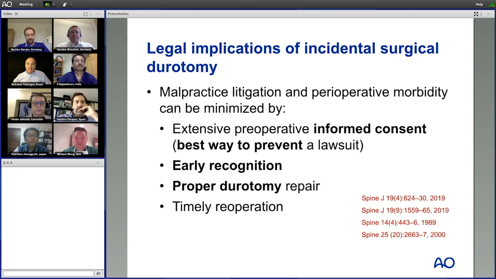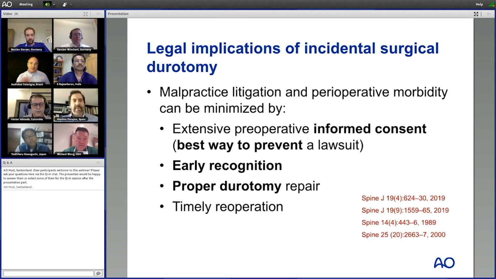And you need to be very aware of the legal implications, and of the way that we need to avoid them. The best way to prevent them is to have everything in the informed consent, early recognition, proper durotomy repair, and timely operation.